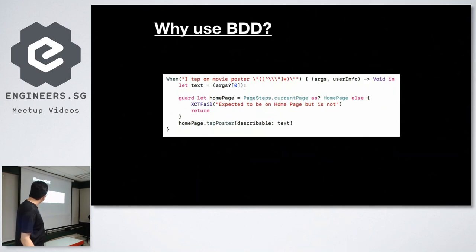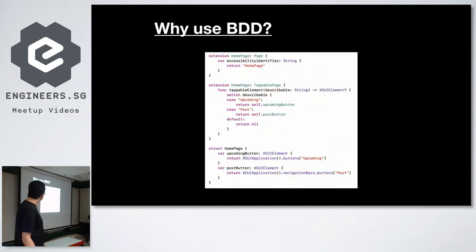So this is the screen. In the steps, the English text will have regular expressions, and then we try to run some actions on it. And this is a page object model. In the page object model, every screen is identifiable. When I say tap on upcoming, what does it mean? I'm actually saying that, hey, I want to bind the string upcoming over here to an actual variable which is tied to an element on screen, which is the bottom upcoming button.